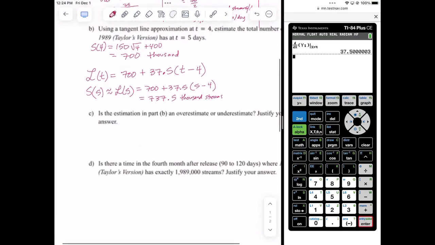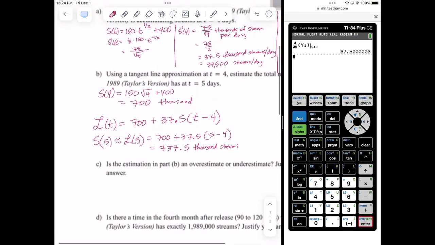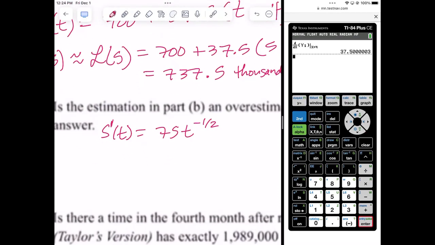Now, if you didn't know the concavity, we could find the concavity by doing the second derivative. So let's revisit part A, and we'll bring down the first derivative when it was 75t to the negative 1/2 power. Let's say we don't know the concavity. We know the second derivative gives us that information. So I'll take the second derivative, and I get negative 37.5 t to the negative 3/2, which when I clean that up is negative 37.5 all over the square root of t cubed.